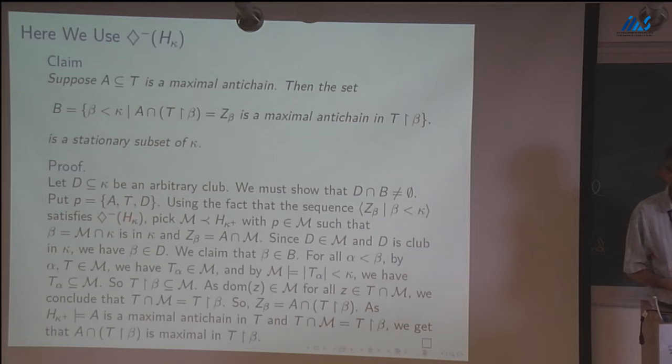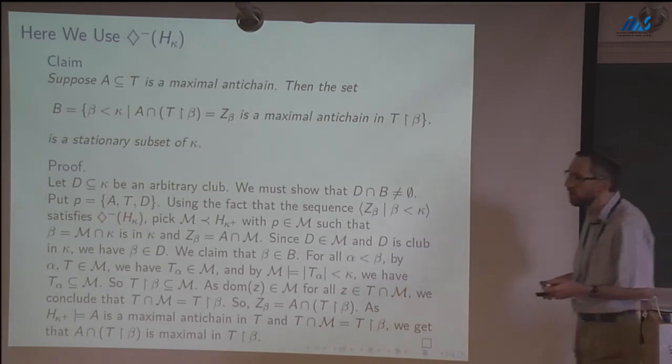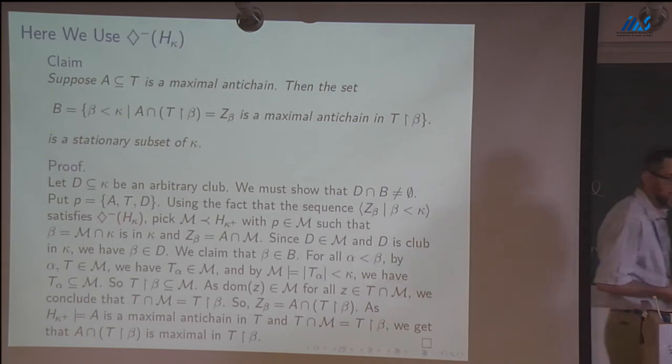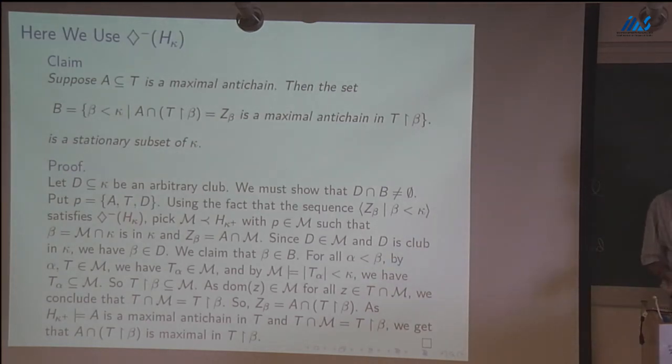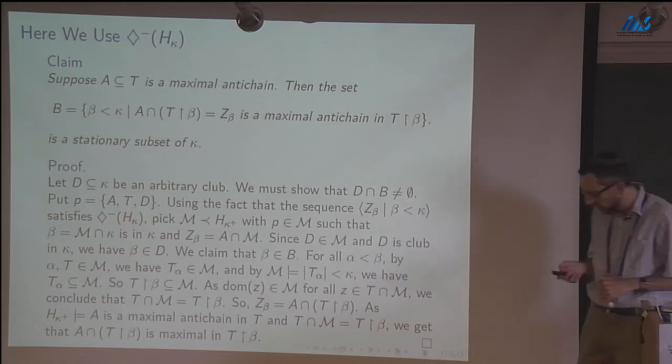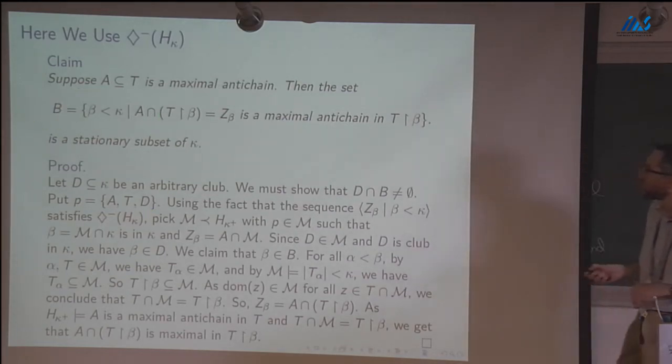So suppose we have a maximal antichain. Again, the idea will be we want to show that there are no antichains that are too large in the tree. So suppose A is a maximal antichain, then we've got this set, which is a stationary subset of kappa. That's the claim. What's the idea? Well, we want Z beta to be guessing our set A up to level beta of the tree, and that it should be a maximal antichain. Meaning the idea should be that the level beta reflects the property of A being a maximal antichain in the tree in the first place.